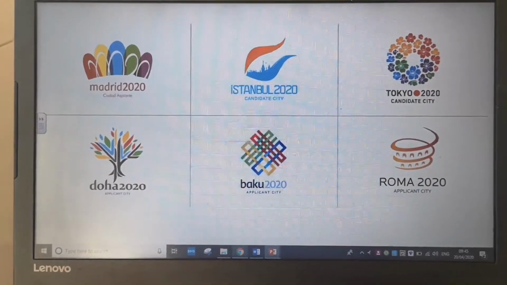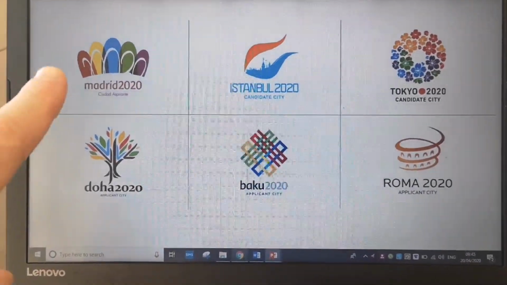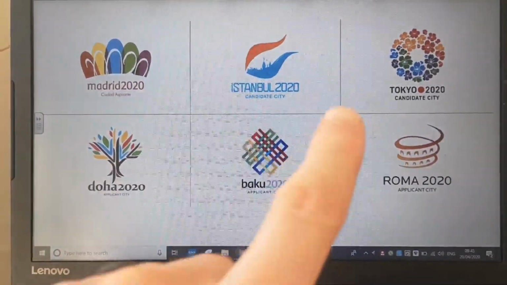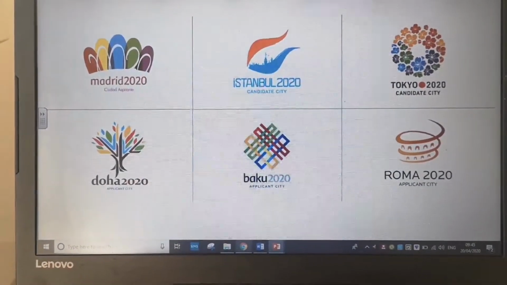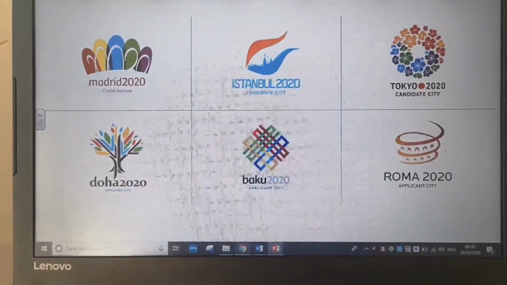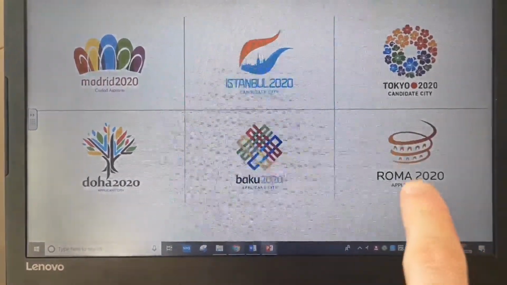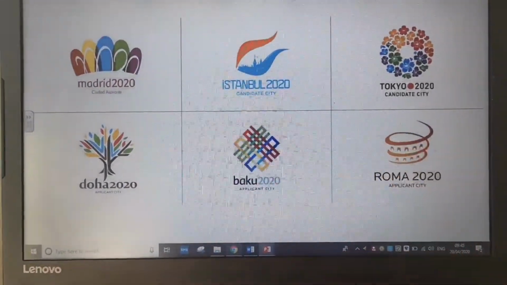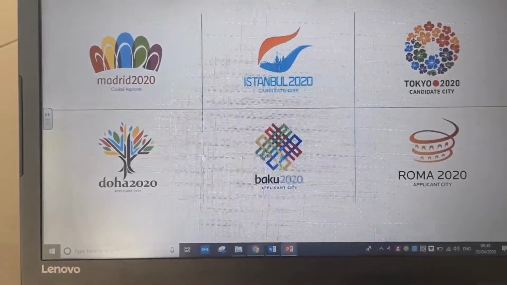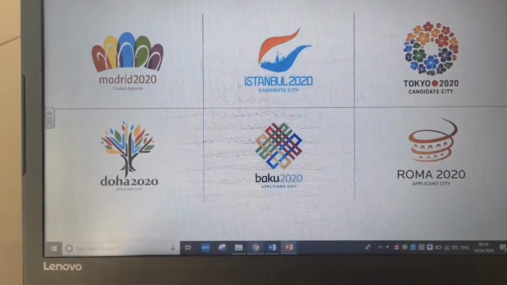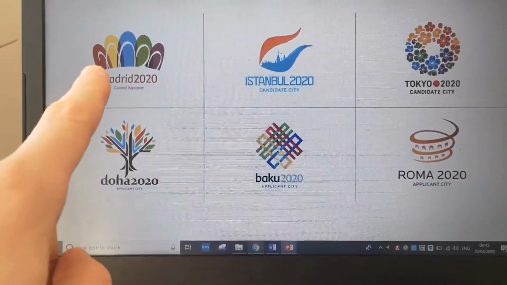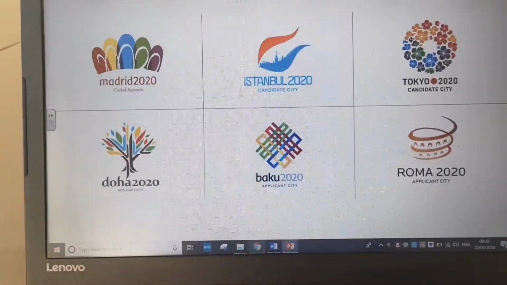Hopefully, the first thing you see is colour. You can see the Olympic colours are very prominent. Something else you might notice is something to do with the city. If you see Rome there, that is an artist's version of the Colosseum. Tokyo, you can see there's the flag in there. You can actually see in the Madrid one that it looks like 2020 has been written in there.